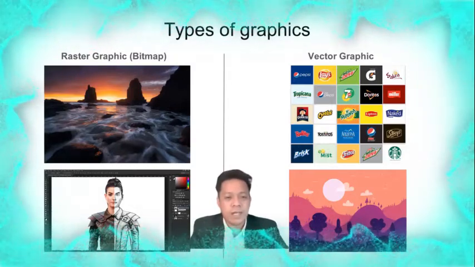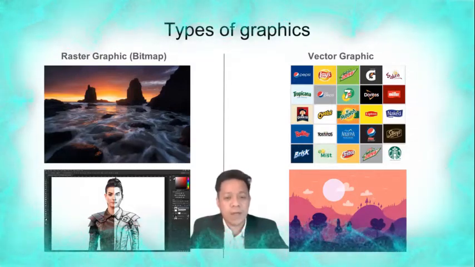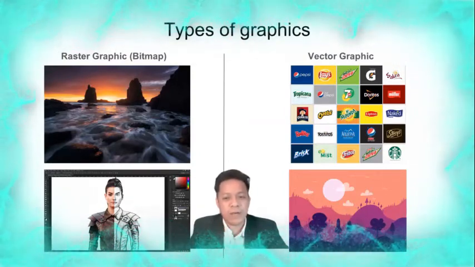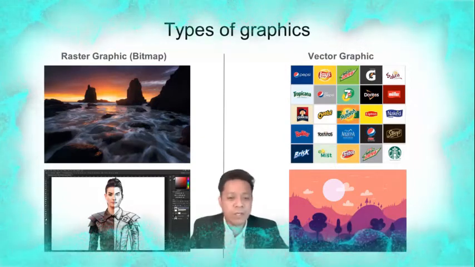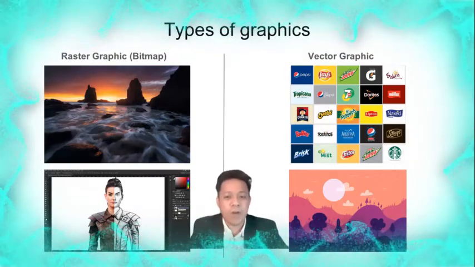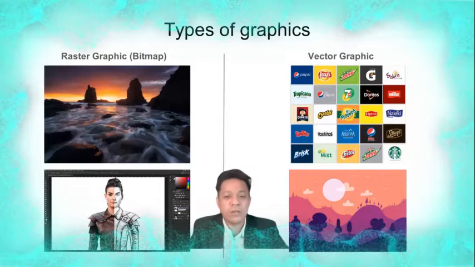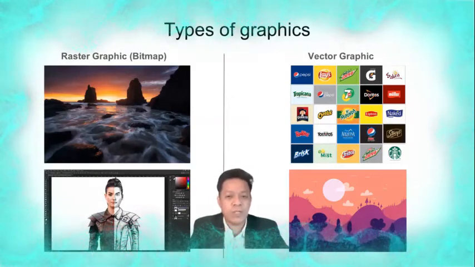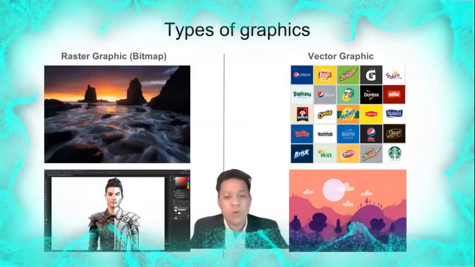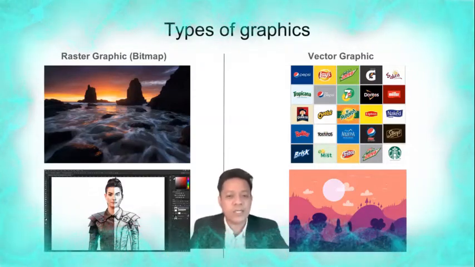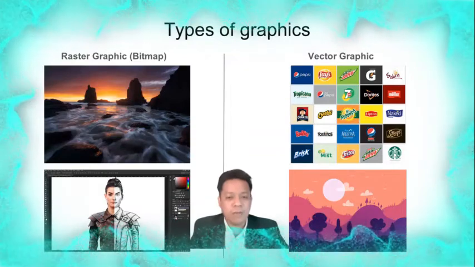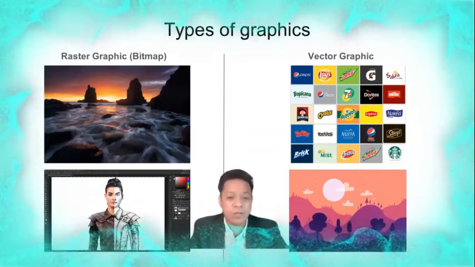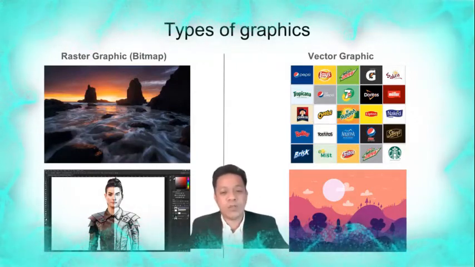So this is the example that we can see on the left and right side of the screen. You can see different types of graphic and different formats that are suitable based on the design. The type of graphic that we use depends on what we are going to design. Every type of graphic has advantages and disadvantages, so it depends on the content that you want to create.